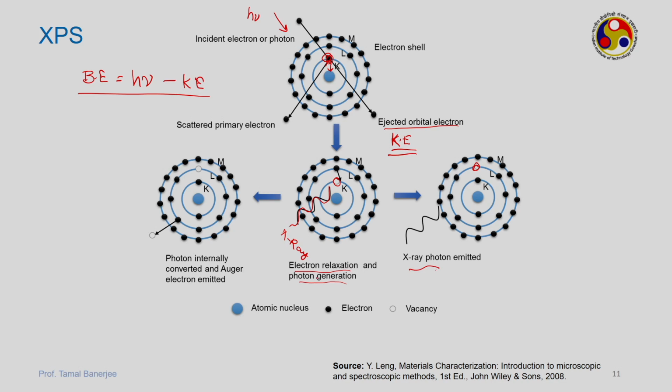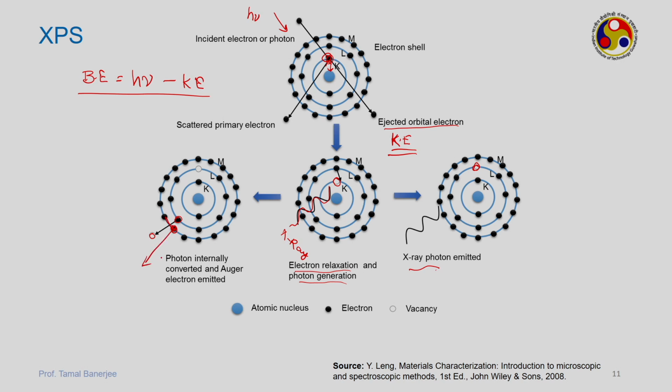Or other than this, if this part is fine, there can be another possibility. So, the possibility is what? Now, these X-rays are emitted here, X-ray photon. Now, this X-ray photon, if it has sufficient energy, then it can extract an electron in the valence shell also. So, it can take out another electron from the valence shell, maybe from here, valence shell, maybe from here.